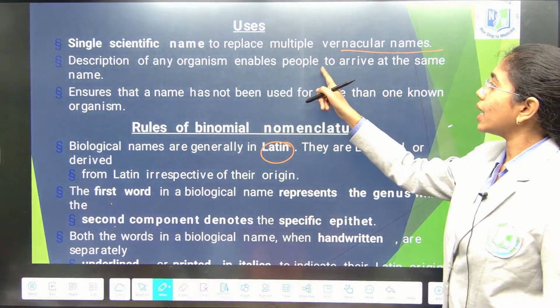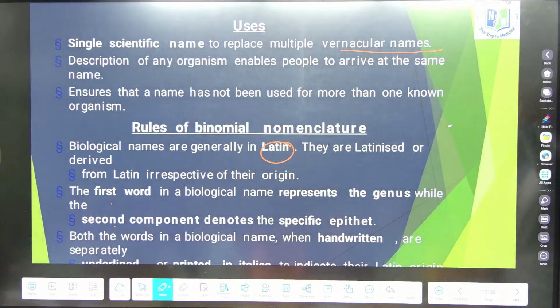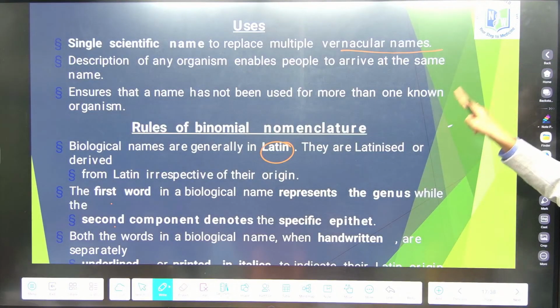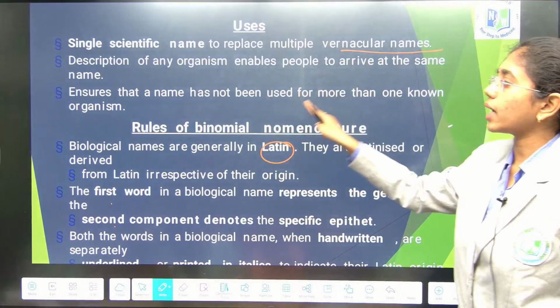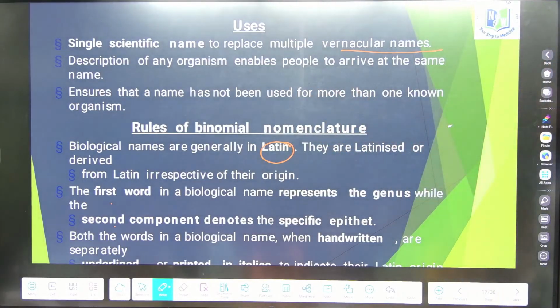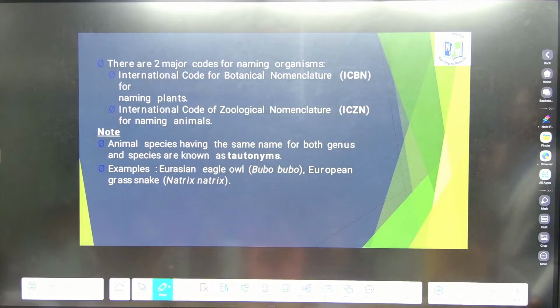Description of any organism enables people to arrive at the same name wherever they are, whoever they are. It ensures that a name has not been used for more than one known organism. Every organism will have a specific name used the same in any part of the world. Understood? Simple rules, no? Next.